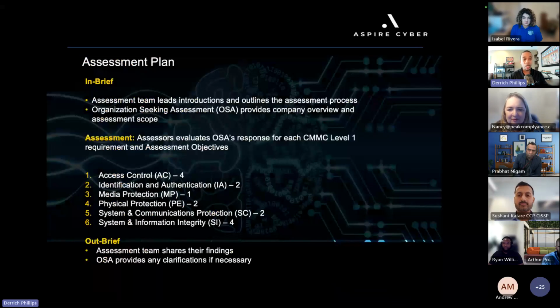In regards to the assessment plan, I'll do a quick overview. Essentially, the way it will work in a real assessment, there'll be a kickoff meeting where they introduce their team, meet the organization seeking assessment, and then give them an overview of what their approach is going to be to complete the assessment. So this shows you that these are the domains for CMMC Level 1 and the associated requirements. Now, keep in mind for each of the requirements, there are assessment objectives that must be met in order for the requirement to be met. And we'll demonstrate that during the assessment. The assessment team will close out by presenting their findings during the out brief and allowing the OSA to provide any clarification. That being said, let the games begin.